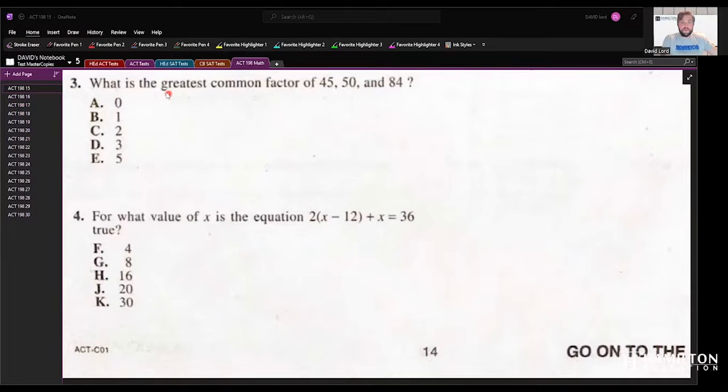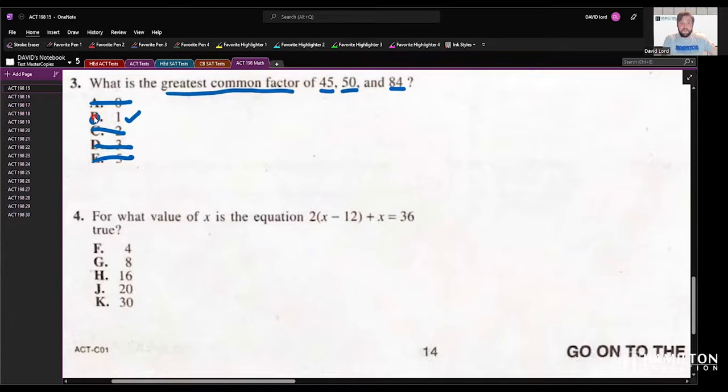Question number 3. What is the greatest common factor of 45, 50, and 84? There are 2 approaches for this question. The first one is using the answers provided. 0 is not a factor of any of these numbers. 1 does go into each of these numbers. 2 does not go into 45. 3 does not go into 50. And 5 does not go into 84. So the answer is B.